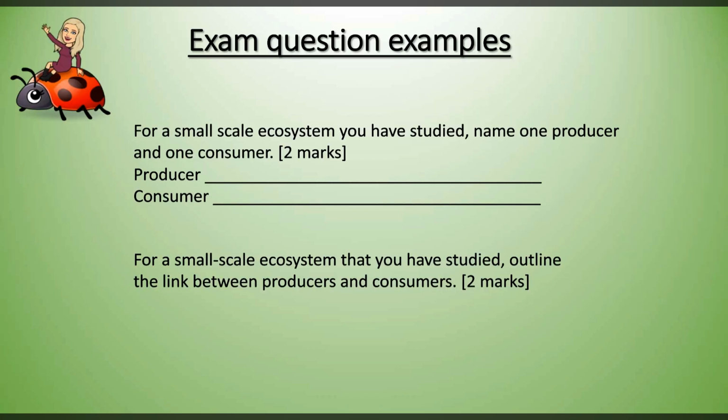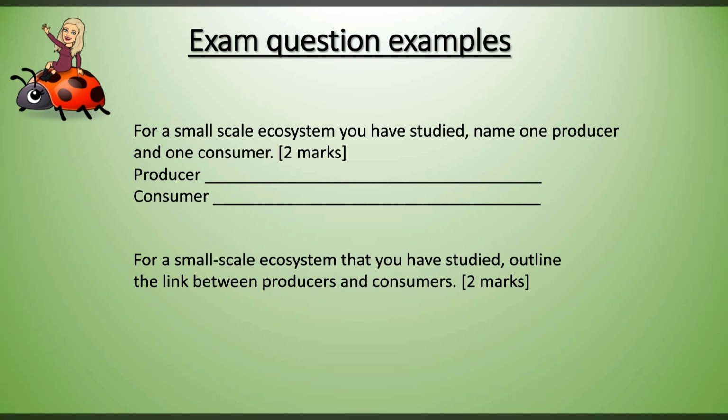In terms of exam questions that you would have, we've only really seen this come up as 2 markers previously in exams. So you can see there, for one small scale ecosystem that you have studied, name one producer and a consumer. So all you would do is name a producer from the fish pond and a consumer from the fish pond to get you 2 marks for that.